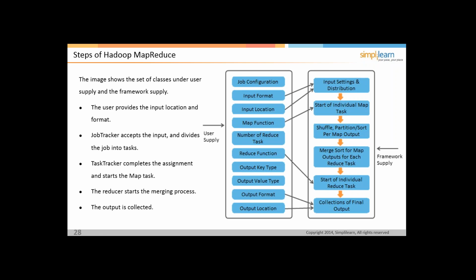The reducer, on the other hand, starts with the merging process. After the map phase completes, shuffling and sorting occur, with partition mapping after the map output has been given. After merging and sorting the map outputs, they reach the reduce task. At the start of an individual reduce task, the reducer first starts the actual merging process, and finally at the end of the merge and reduce phase, the output is collected from the reducer and stored in an HDFS directory. So this is a very simple, basic overview of the steps of MapReduce.